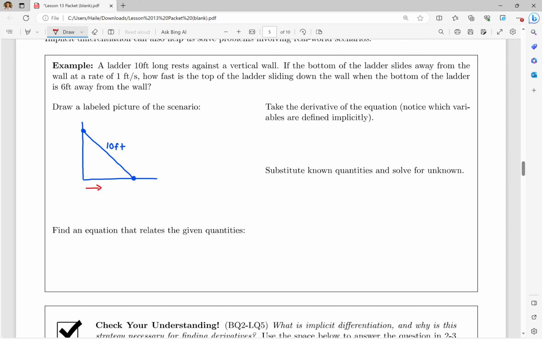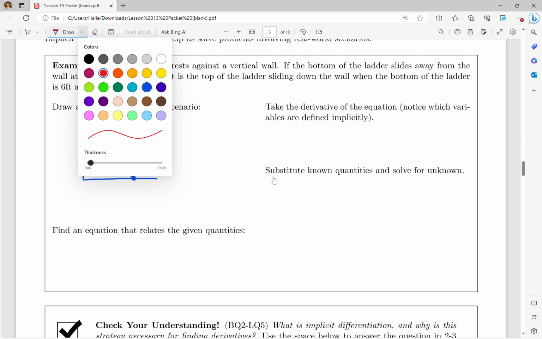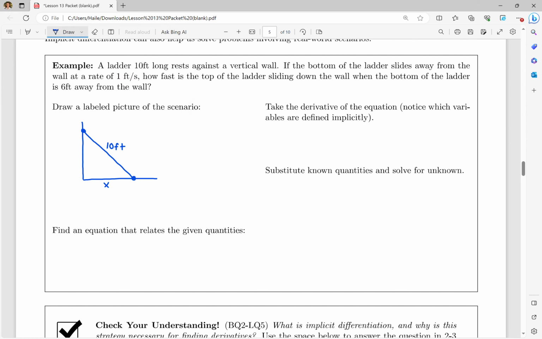and I'm going to write the rate. So if it's sliding away from the wall at a rate of 1 foot per second, I'm going to call that distance x. So actually, let me go back to blue for a second. I'm going to call this distance x and this distance y. And so the rate of x with respect to time is going to be dx dt is equal to 1 foot per second. And we want to know how fast is the top of the ladder sliding down the wall when the bottom of the ladder is 6 feet away from the wall.